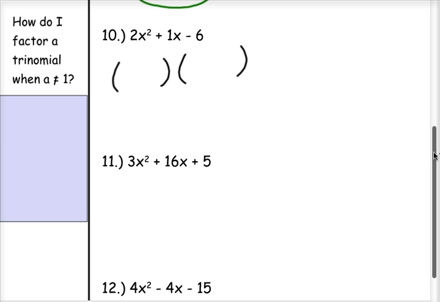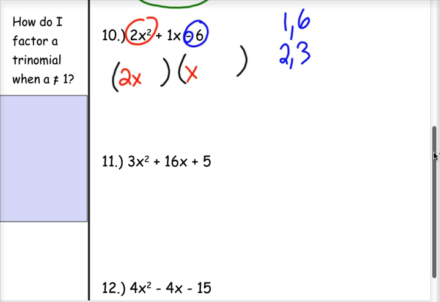So I think to myself, where did that 2x squared come from? Because this time it's not x and x. This time it's going to have to be 2x and x. And then I have to think to myself, where did the negative 6 come from? Well, how do we get 6? Well, 1 and 6, 2 and 3. Note the fact that it's negative. So in the end, we know one of those numbers is going to be negative.